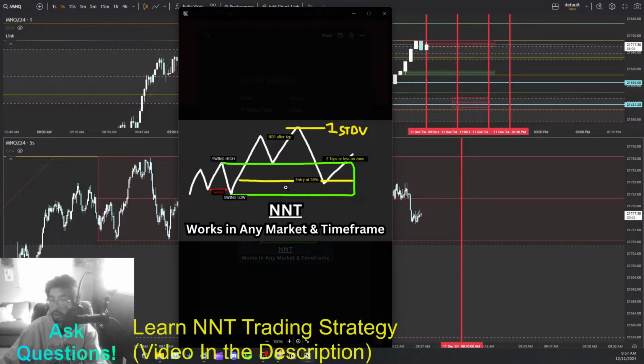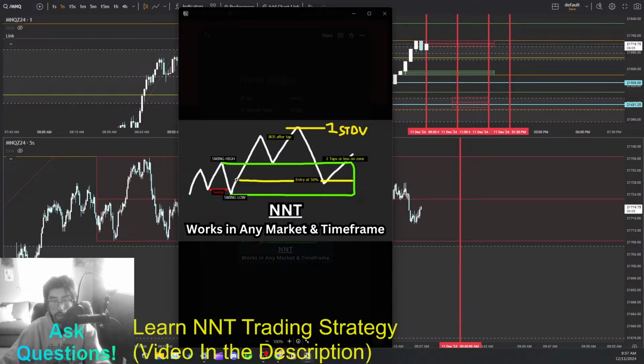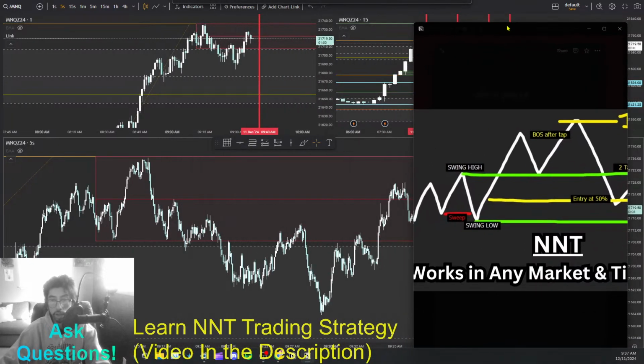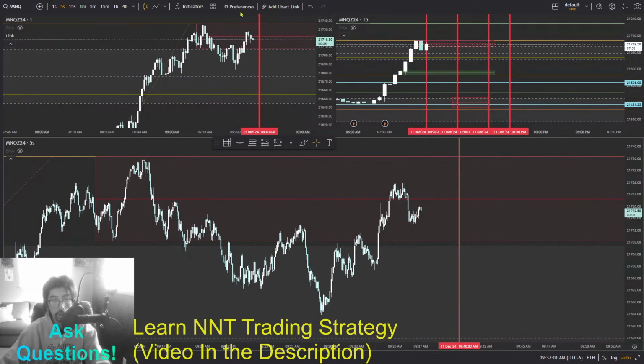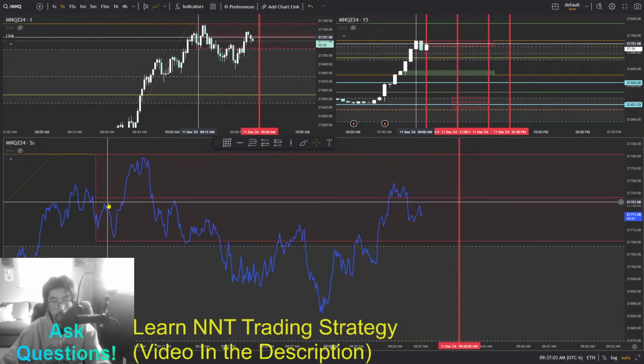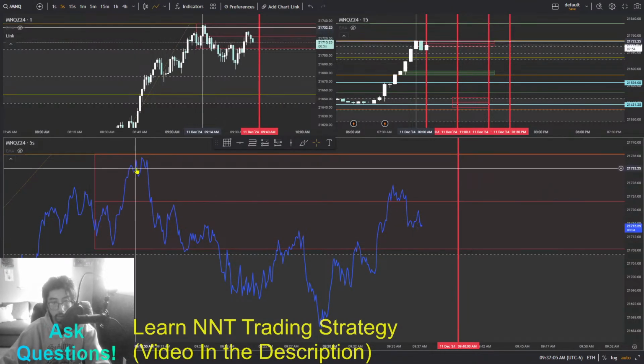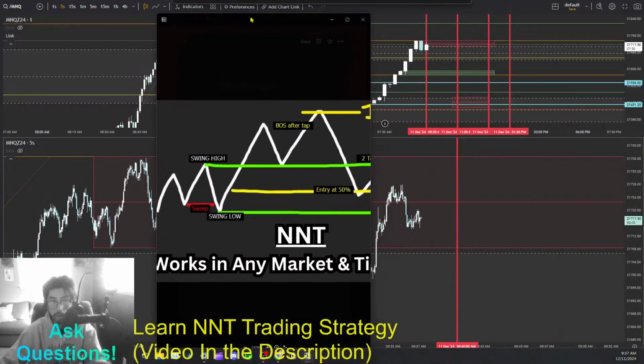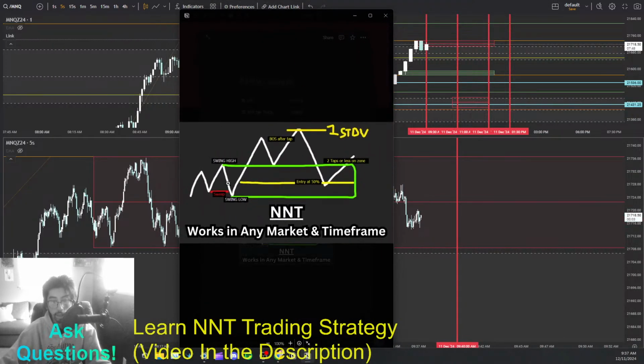Okay. So I call it NNT. It's super simple. We're looking for a swing high, swing low, swing high, swing low. If you look at the chart here, I can turn it into a line. Swing high, swing low, swing high, swing low. Just look at all these little lines. There's a lot of swing highs and lows on the lower time frame. I'm using the 5-second.